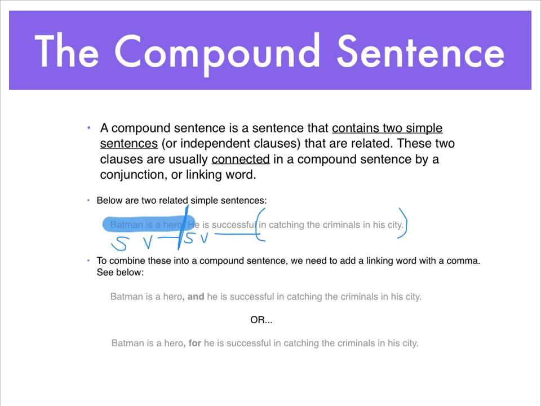But if we wanted to combine those, what we need to do is use a comma and a conjunction. A conjunction is just a fancy name for a linking word, and sometimes you might hear them referred to as fanboys. So on these next few slides, we're going to see how we use those properly.